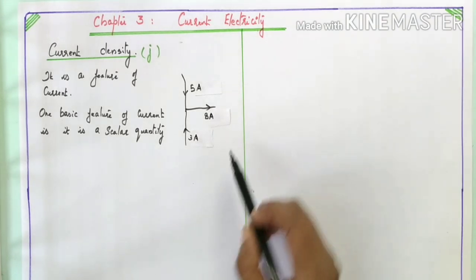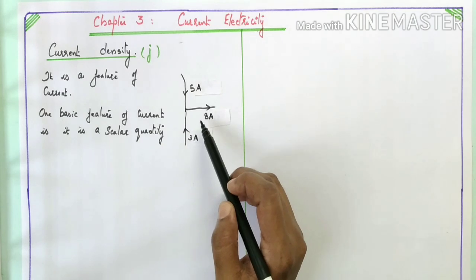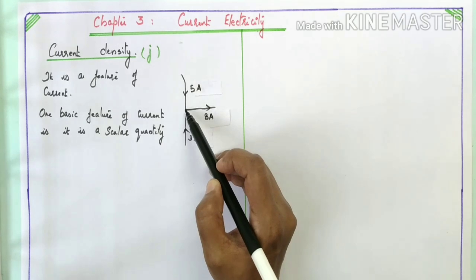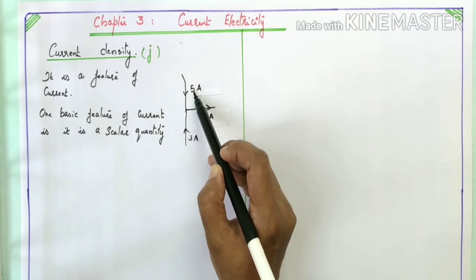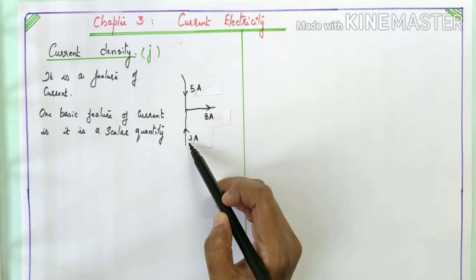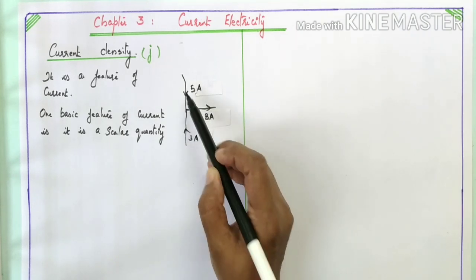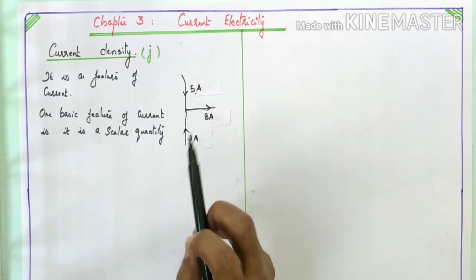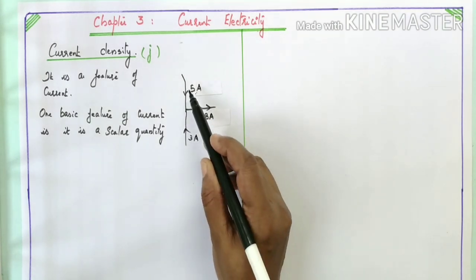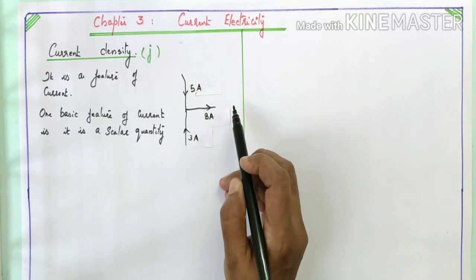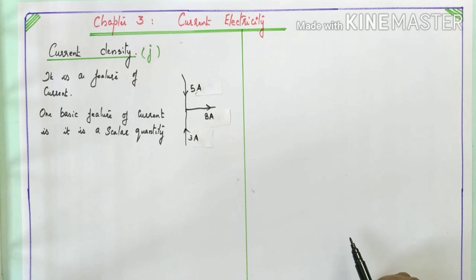The reason is, for example, if we consider a circuit like this, the circuit is not complete. We can assume that through this branch current is flowing downward. Let the magnitude of current be 5 ampere. Through this other branch the direction of current will be upward and the magnitude be 3 ampere. We know that at the junction this current and this current combine to form an 8 ampere current. So 5 ampere plus 3 ampere is equal to 8 ampere. That is the normal flow of current.